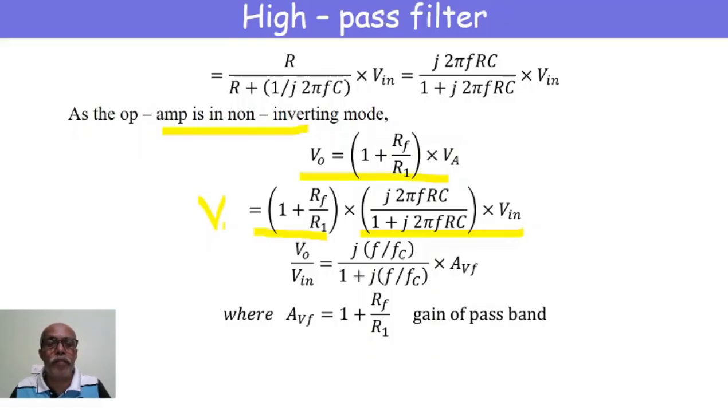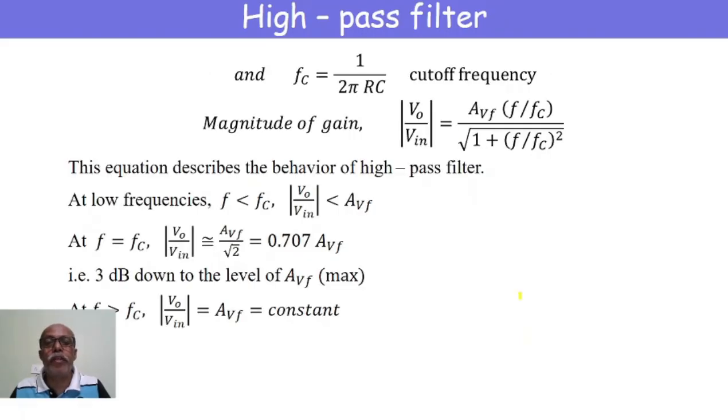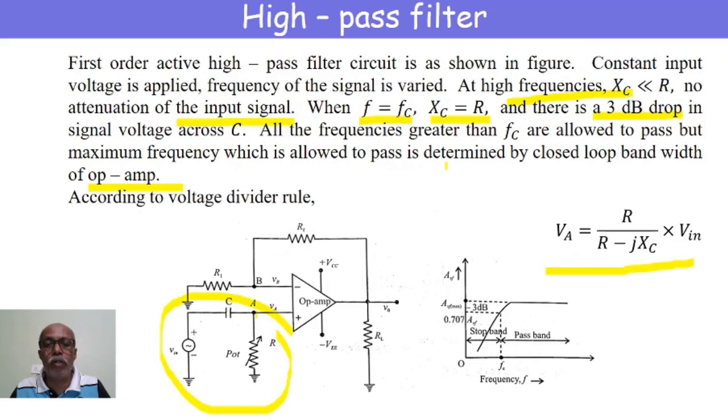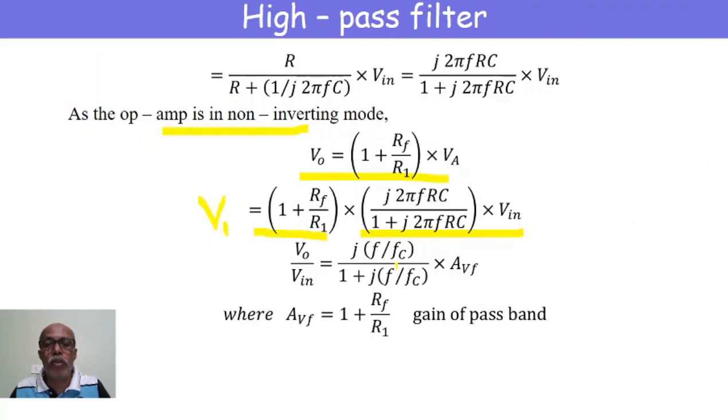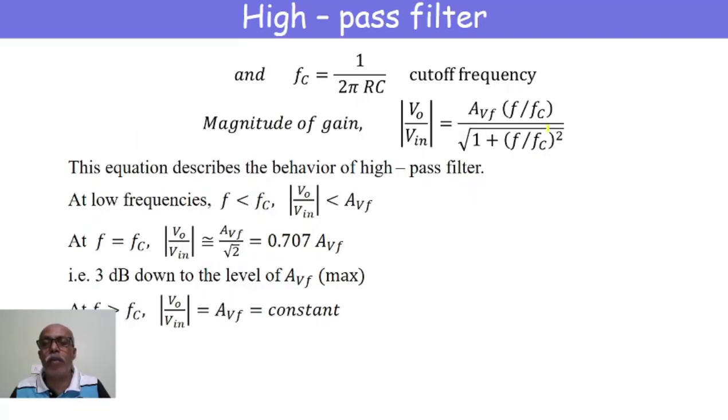Now rewriting, V0 divided by Vn is therefore equal to j f by Fc whole divided by 1 plus j f by Fc into AVF. This is AVF. Therefore, the magnitude of gain V0 by Vn is AVF into f by Fc whole divided by square root of 1 plus f by Fc whole square, where Fc is called the cutoff frequency given by this expression.